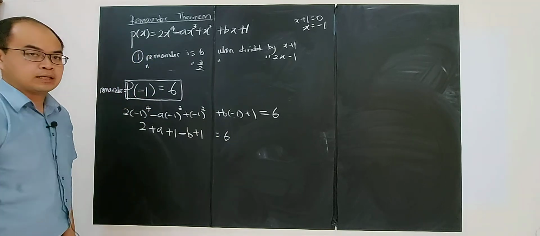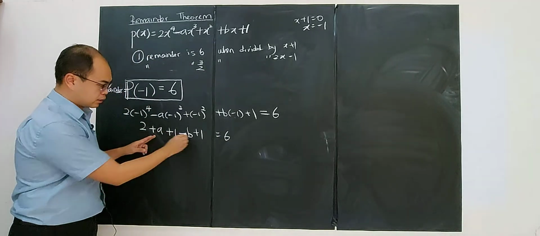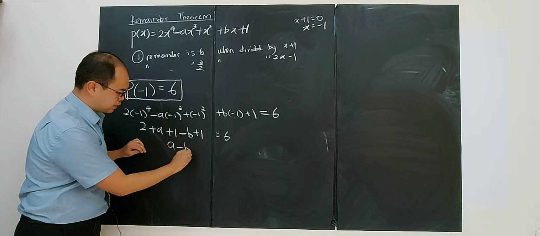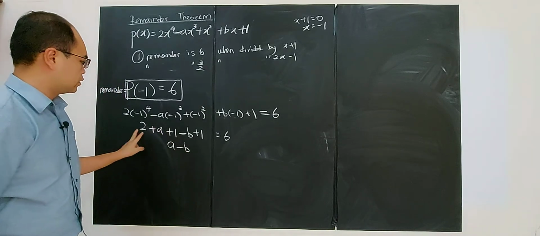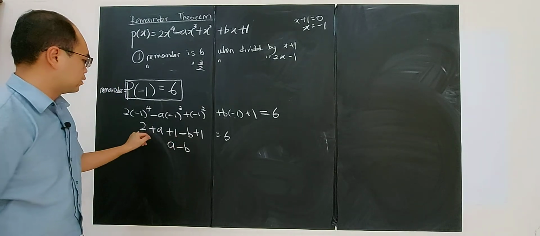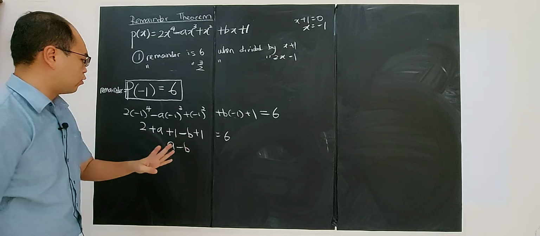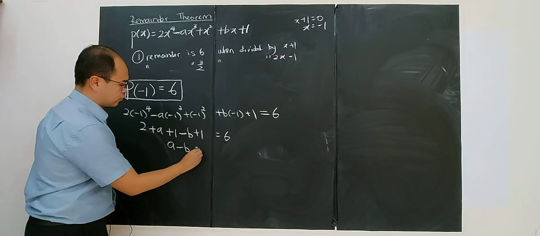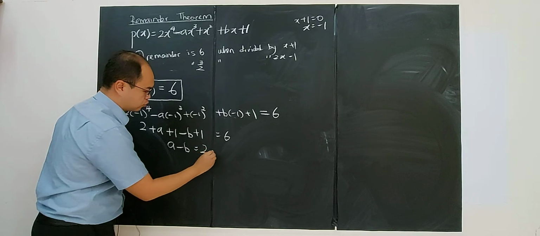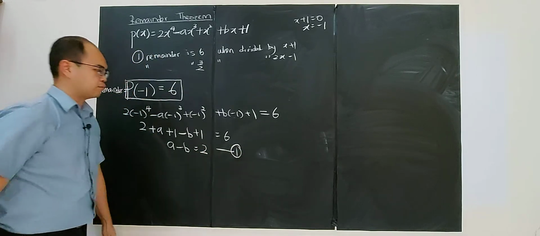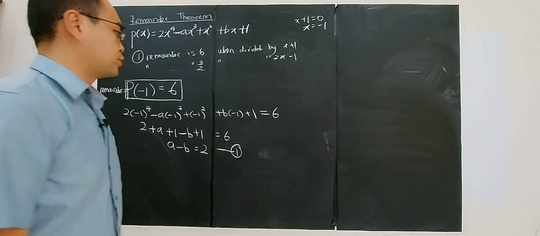I get an equation with 2 unknowns. So you have a minus b. 2 plus 1 plus 1, you have 4. Bring it over there, 6 minus 4, you have 2. So a minus b equals 2. This is your equation 1.